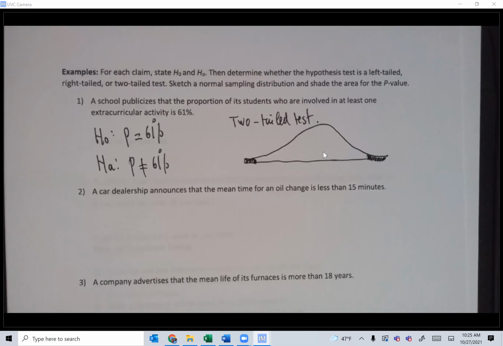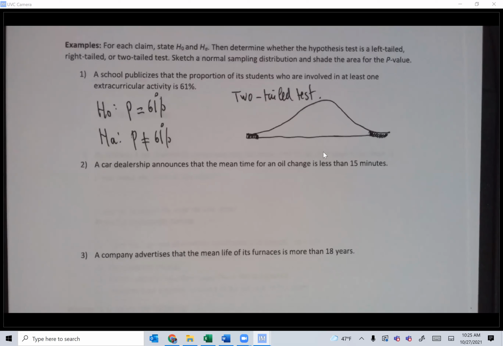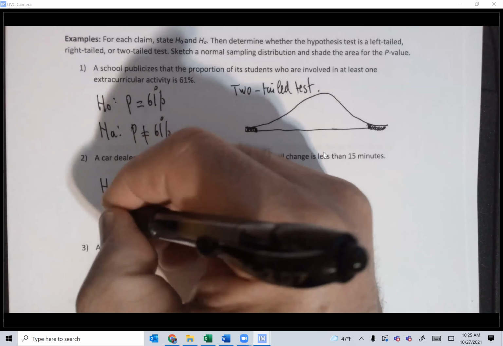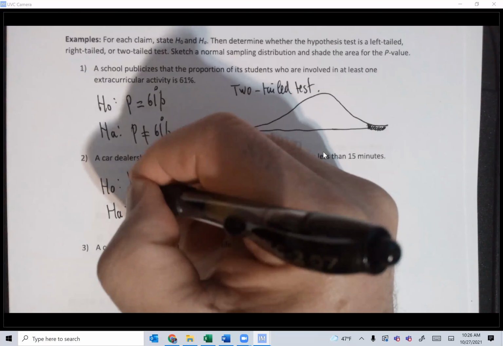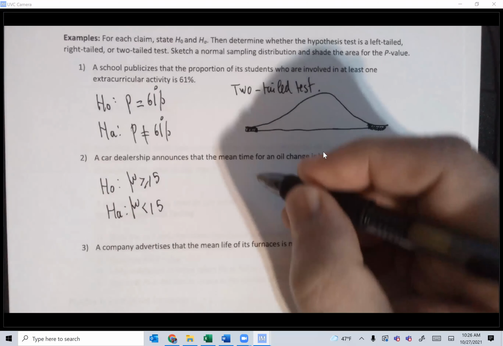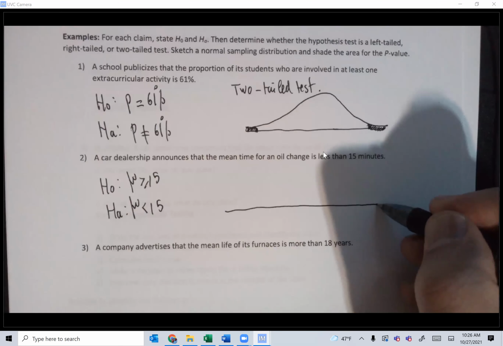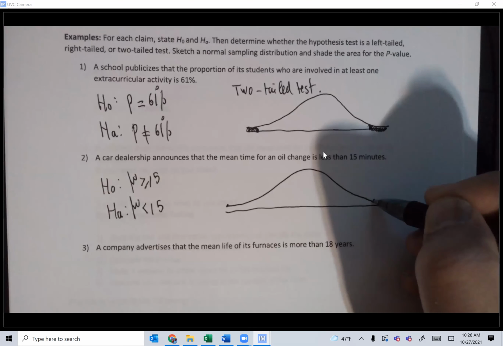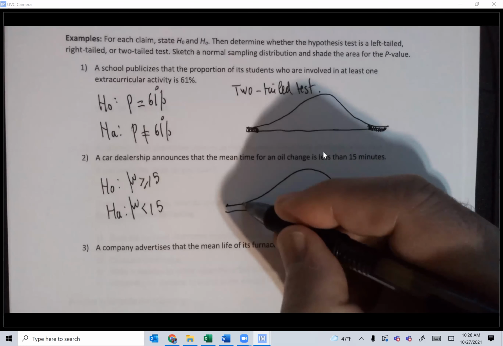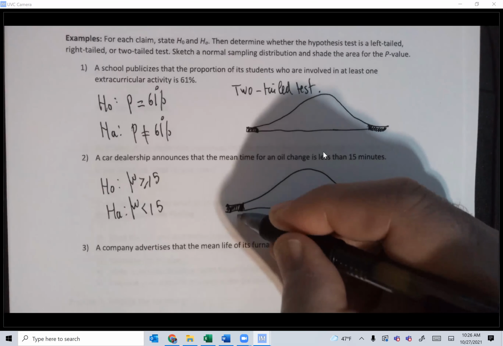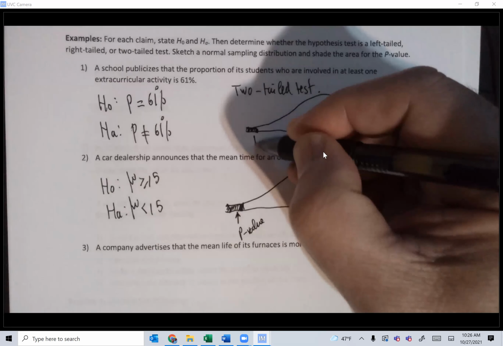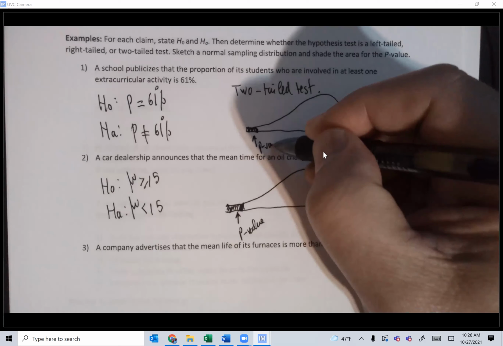A car dealership announces that the mean time for an oil change is less than 15 minutes. Also, we did this one, guys, earlier. Less than 15, greater than or equal to 15. And here's how you sketch it. Sketch the p-value. The p-value is an area to the left because this is a left tail test. This is your p-value.